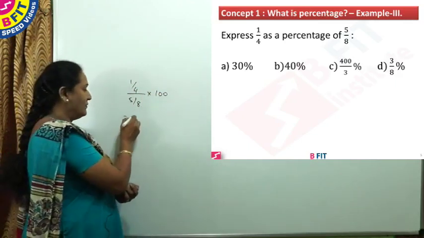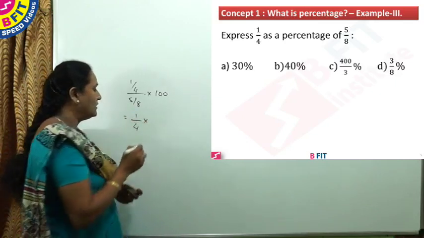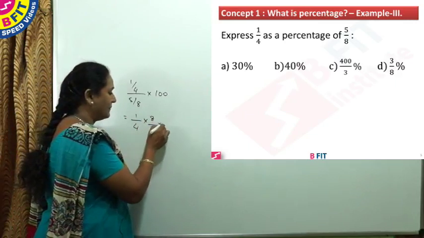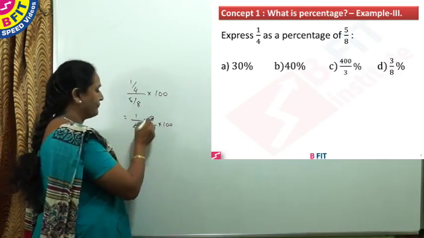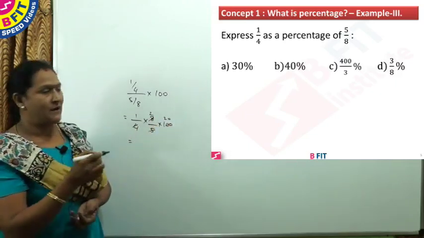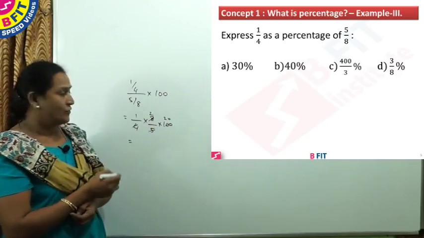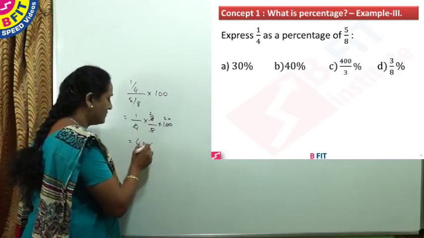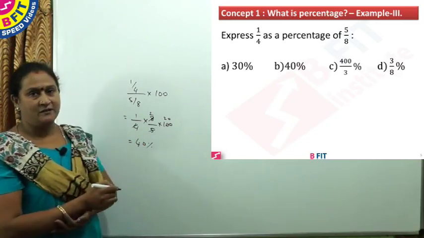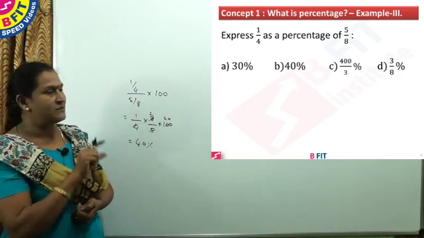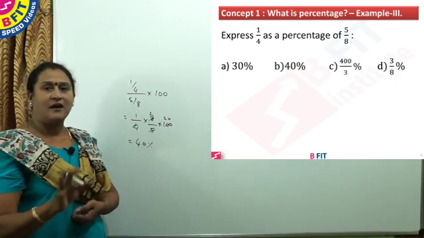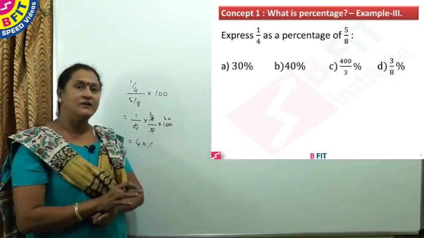Now the working will be 1 by 4 into, take the reciprocal of 5 by 8 and multiply. So what is the answer? What is the required percentage? 1 by 4 is 40% of 5 by 8. So the answer is option B, 40%. Here the fraction 5 by 8 comes after of, so blindly you can write that in the denominator and easily arrive at the answer. We'll see the next concept.